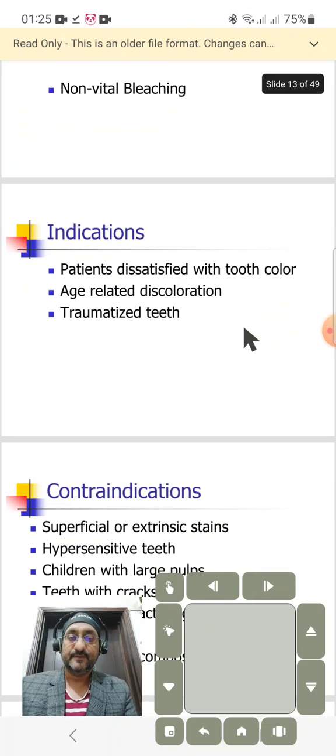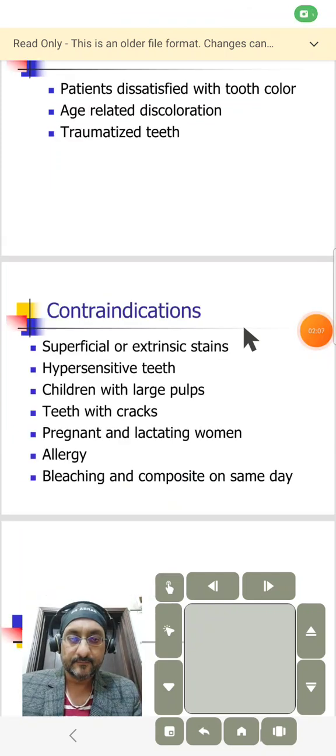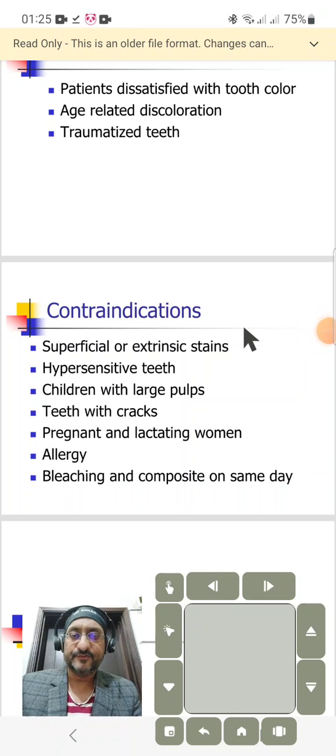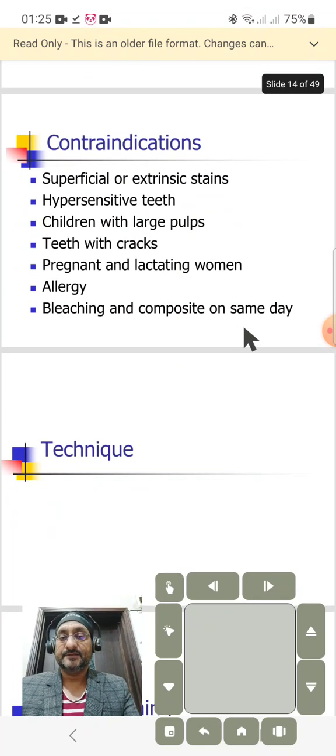Indications: the patient is dissatisfied with the tooth color, age-related discolorations, and a traumatized tooth. Contraindications: superficial stains and extensive stains, for which we can use microabrasion; hypersensitive teeth; children with large pulp horns; teeth with cracks; avoid in pregnant and lactating women; allergy to the bleaching agent; and bleaching and composite on the same day.